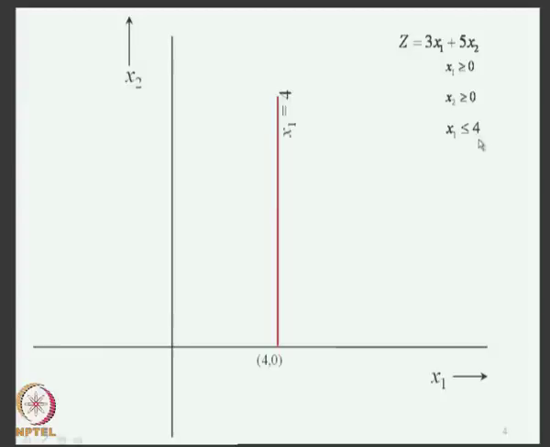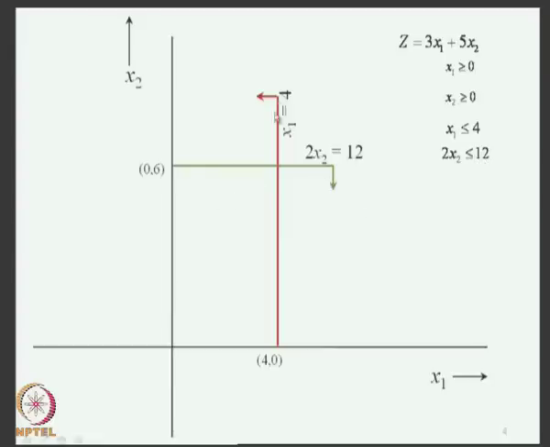Because x1 is less than or equal to 4, it also means that we have to look to the left of this line x1 = 4. So, we are looking to the left of this line. Similarly, we look at the next constraint, which is 2x2 ≤ 12, or x2 = 6 will become the binding line for this. So, you draw a line x2 = 6 and then you point the arrow downwards to indicate that you want 2x2 to be less than or equal to 12.